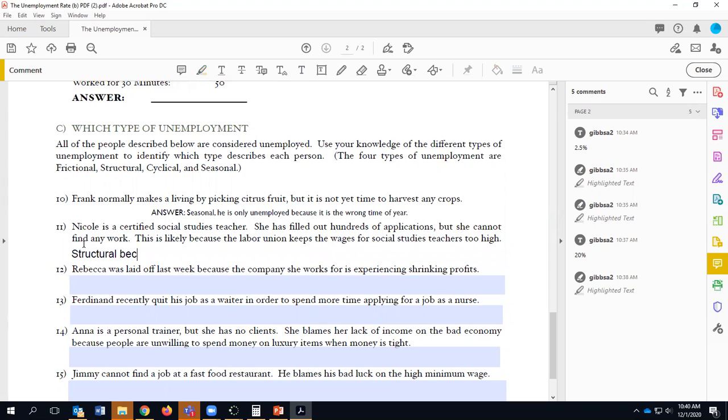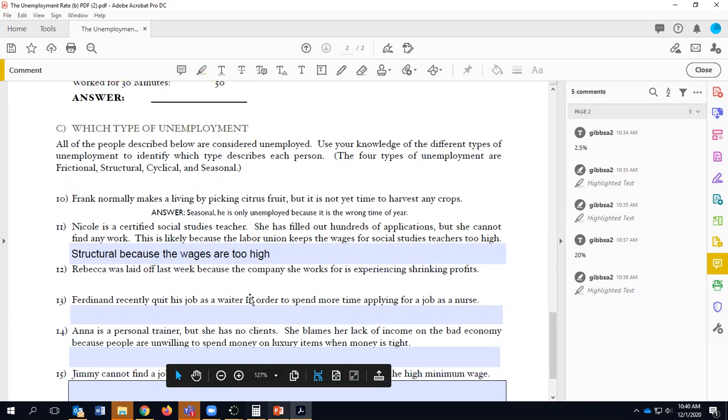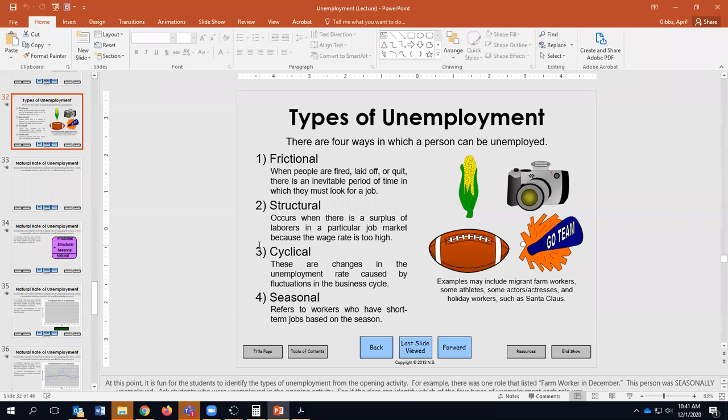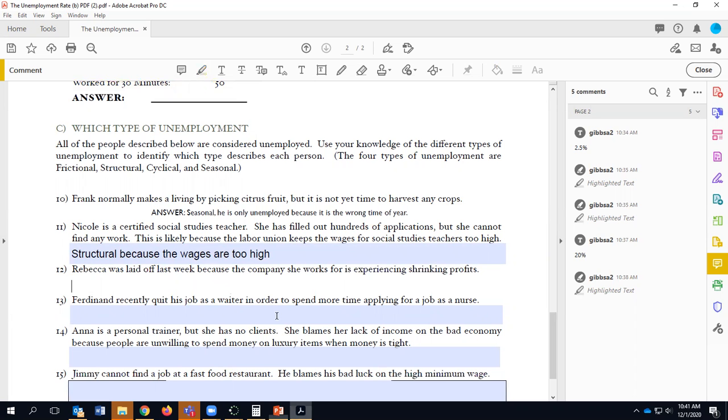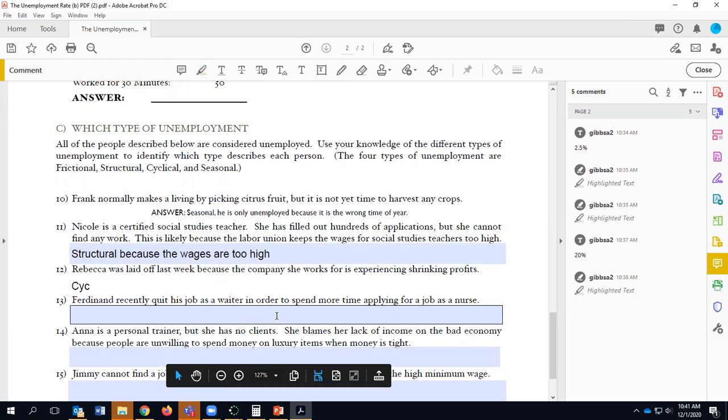Structural, because the wages are too high. Make sense? All right, Rebecca was laid off last week because the company she works for is experiencing shrinking profits. So which one's that going to be? Cyclical, because they're experiencing shrinking profits. There we go, that's the word.